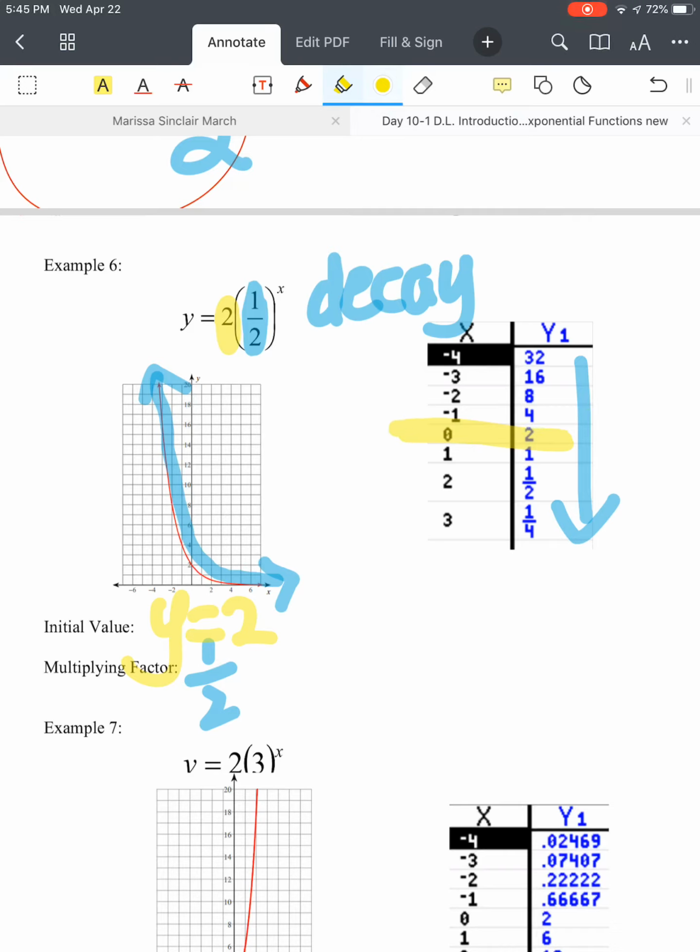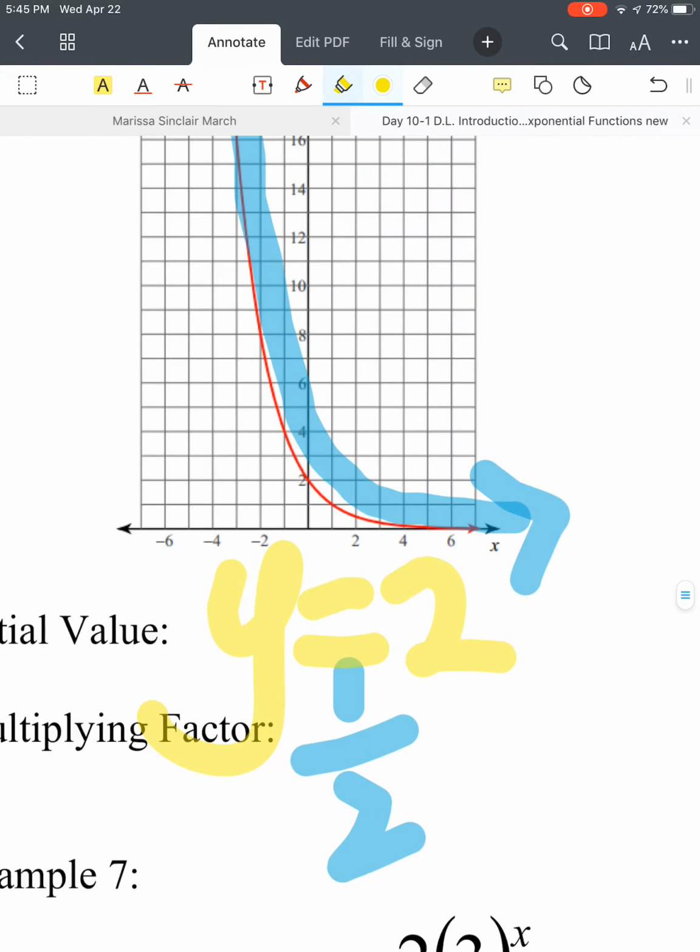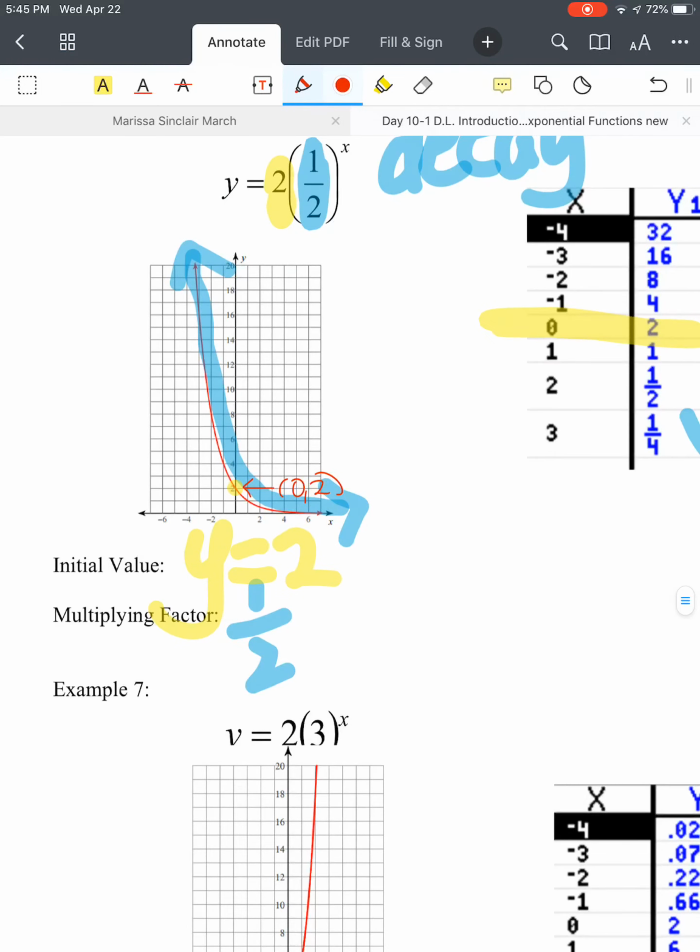Look at the table. When x is 0, what is y? That's what the y-intercept is. 2. When x is 0, y is 2. And let's zoom in on the graph. Right here, it crosses the y-axis at (0, 2). So again, my initial value is 2, (0, 2), or y equals 2 is how we usually write it.